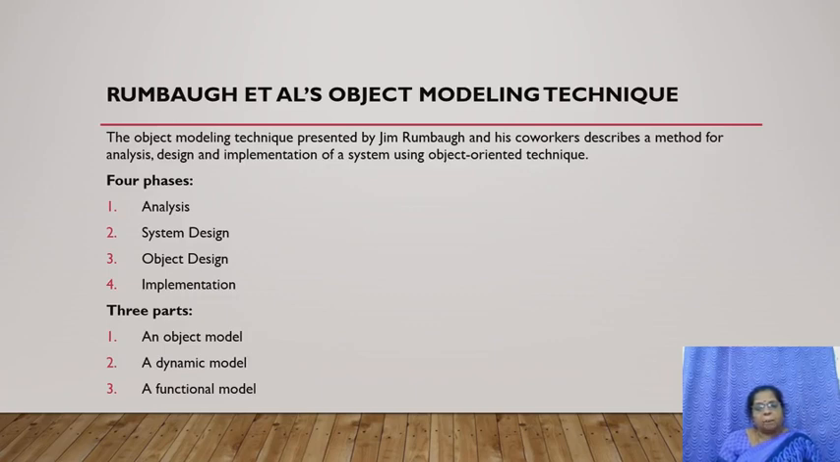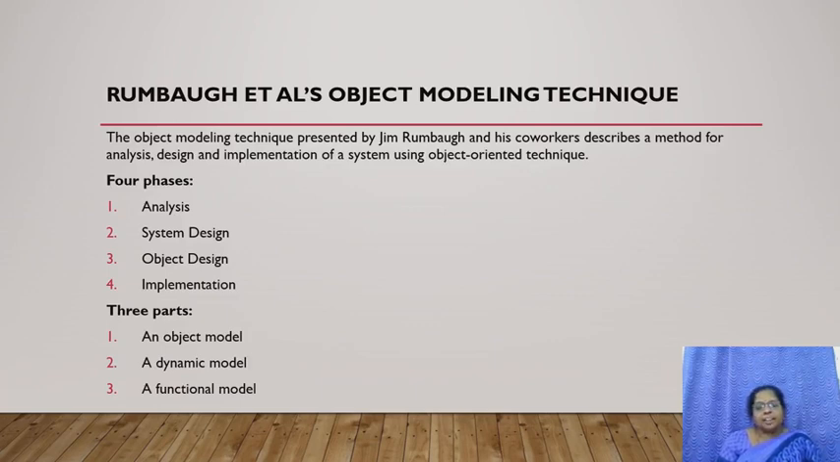The dynamic behavior of an object within a system can be described using the object modeling technique dynamic model. In this model, we specify detailed state transitions and their description within the system. The object modeling technique consists of four phases. The four phases are analysis, system design, object design, and implementation.